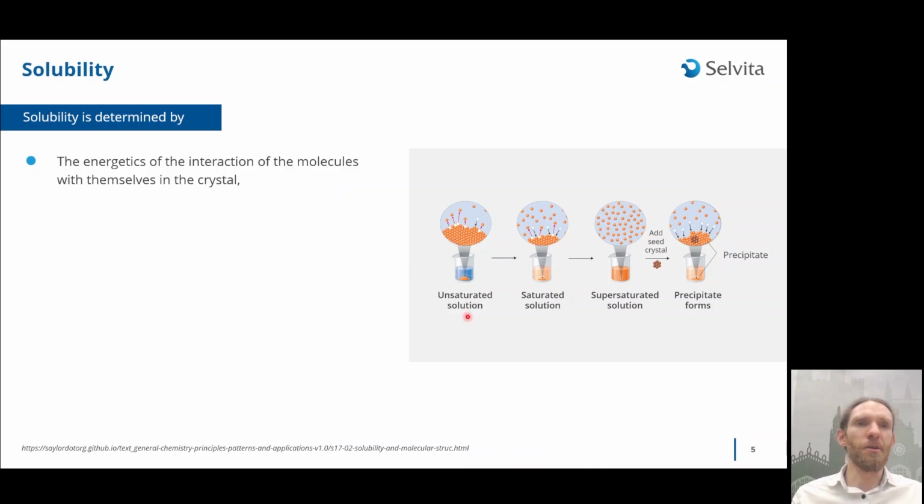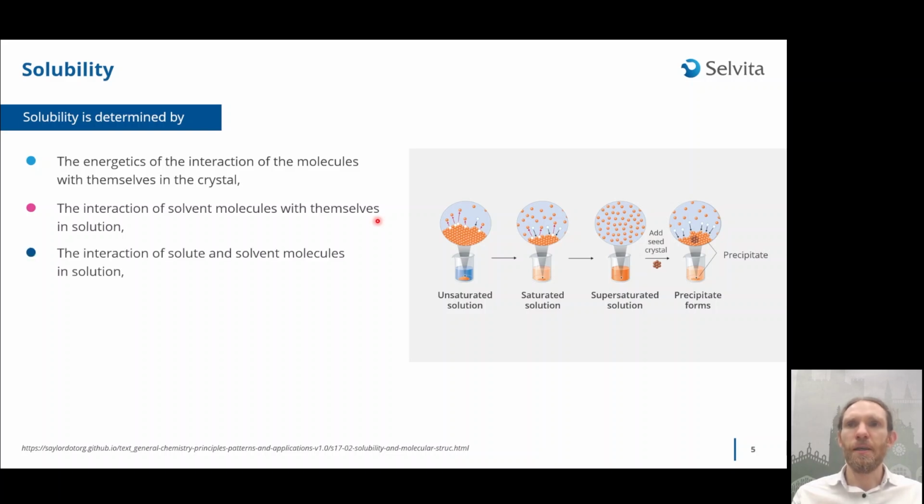This is a schematic representation of the dissolution process. At the beginning you have a saturated solution with a solid phase, and how strongly those molecules interact with themselves in the solid phase will affect how well the compounds will be soluble. Next, we have interactions of solvent molecules with themselves in solution, interactions of solid and solvent molecules in solution, solution components, and physical conditions like mixing or temperature.